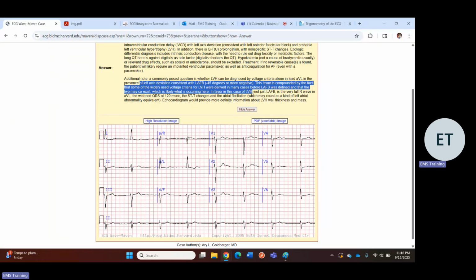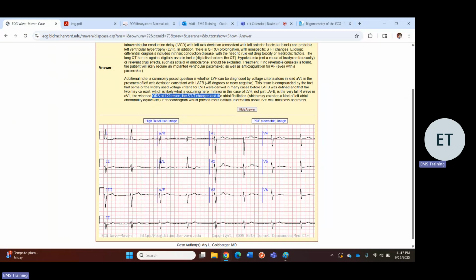In favor of this case of LVH, not just the left anterior fascicular block, is the very tall R wave in aVL. Yeah, it is pretty tall. The widened QRS is 120, and the ST changes, and the atrial fibrillation. You know, that was tough.